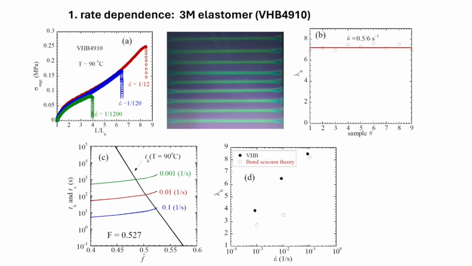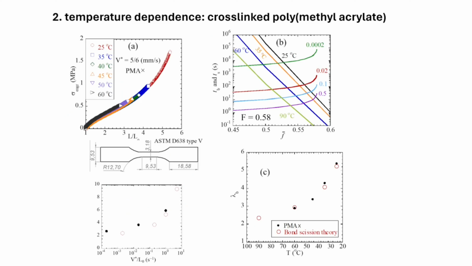That's the first example. Second example, temperature. Remember, the temperature is the thermal energy available to activate. So the lower the temperature you go, room temperature being lowest for this PMA, the more you stretch. The higher temperature, the less it stretches. And you plot this, solve this, again, looks like it captures the feature.